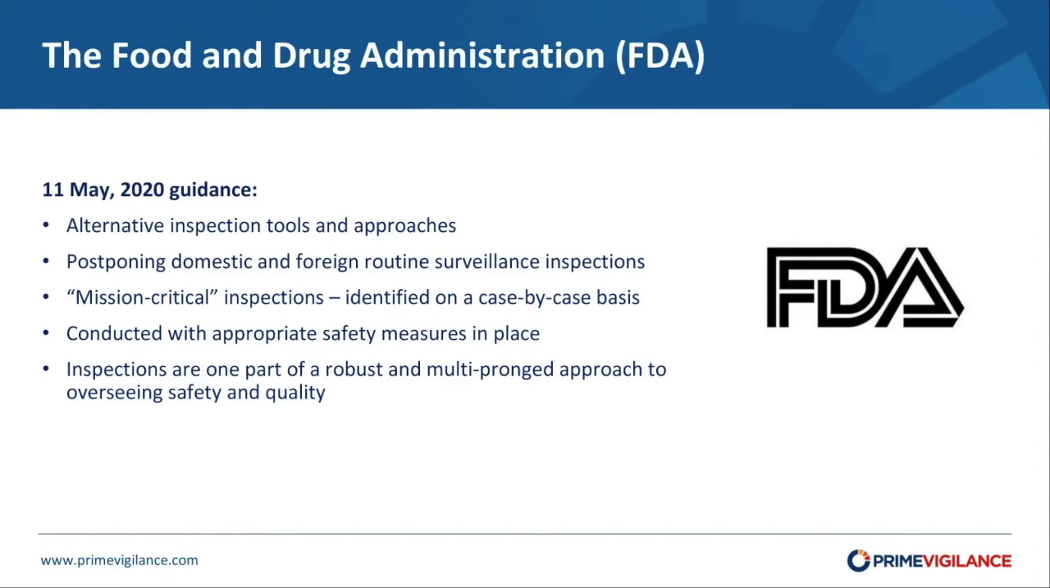So on 11th of May 2020, the guidance from the FDA discussed their alternative inspection tools and approaches. They were planning to postpone domestic and foreign routine surveillance inspections during the pandemic, focusing more on mission critical inspections, which could be identified on a case by case basis. These would be conducted with appropriate safety measures in place, and the inspections as part of a robust and multi-pronged approach to oversight of safety and quality.